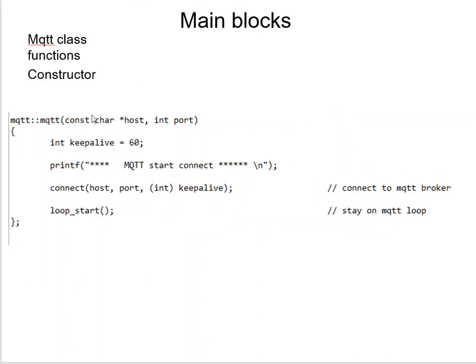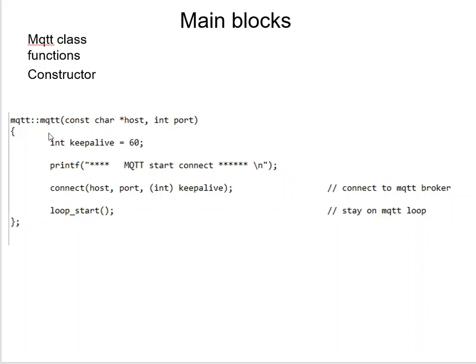What the constructor function is doing: first it defined this keep alive time. It means how long the session will be ongoing without new messages. Then we will give some information to the user that we will start the connecting, and then we'll try to do the connection. For the connection, we will give this host IP and port numbers and that keep alive time. And then we start this loop.